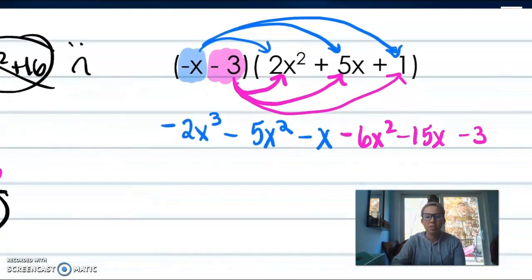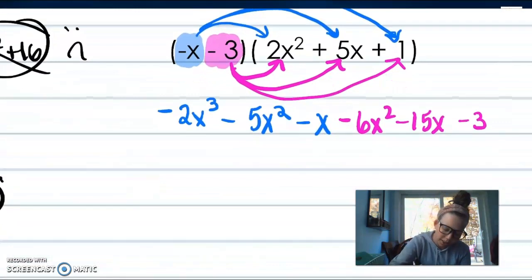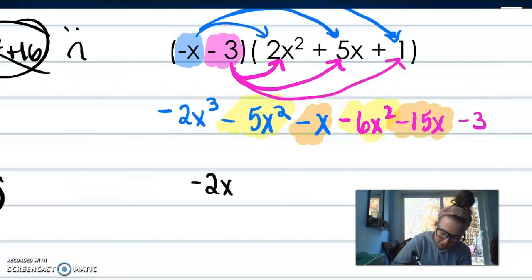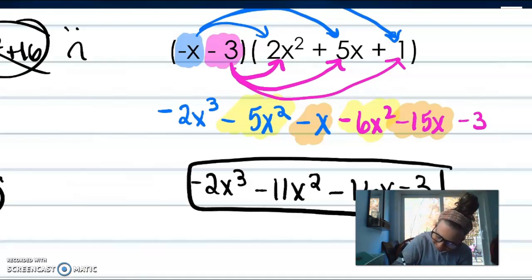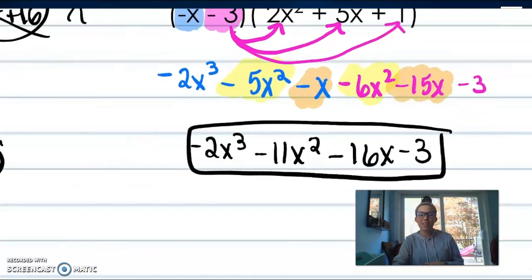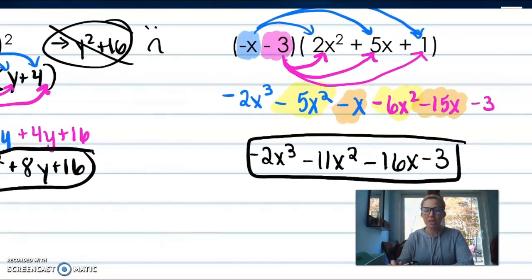All right, so from here, you would combine your like terms together. So I'm going to combine the x squareds as well as the x's together. Make sure you take their signs with them. So this would be negative 2x to the third power. We're going to keep it, again, in standard form, so the x squared is going to come next, minus 11x squared, minus 16x, minus 3. Woo-wee! A 4-term polynomial. Very exciting.